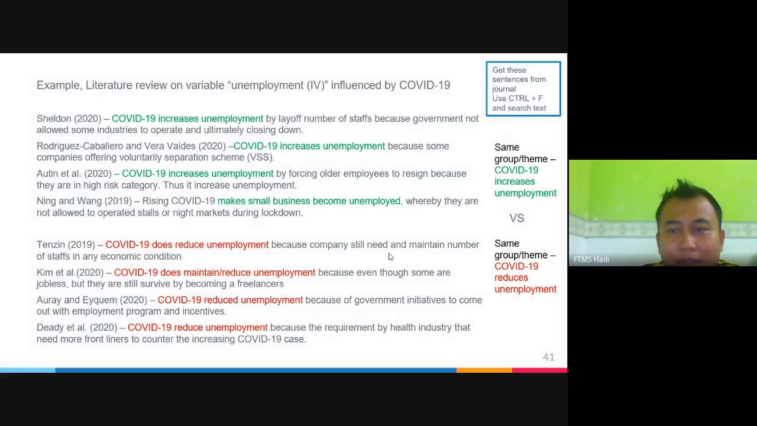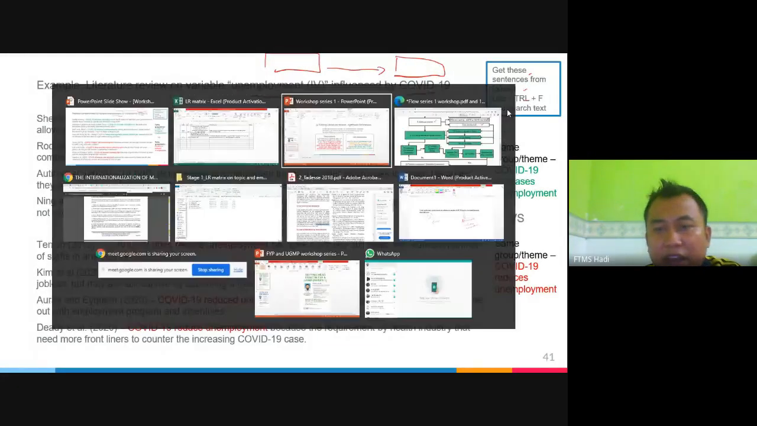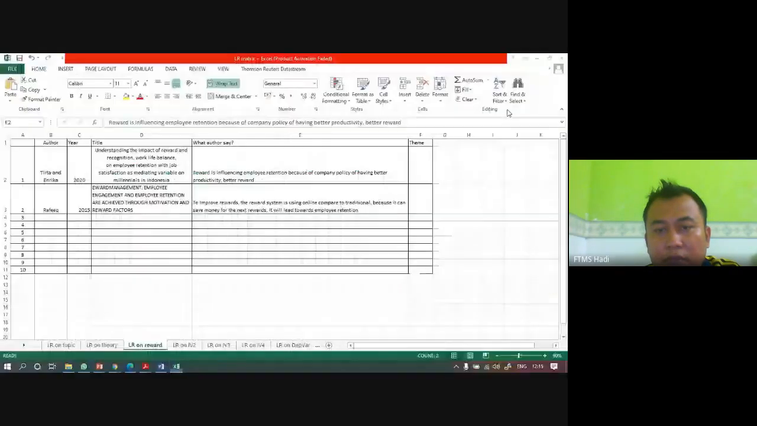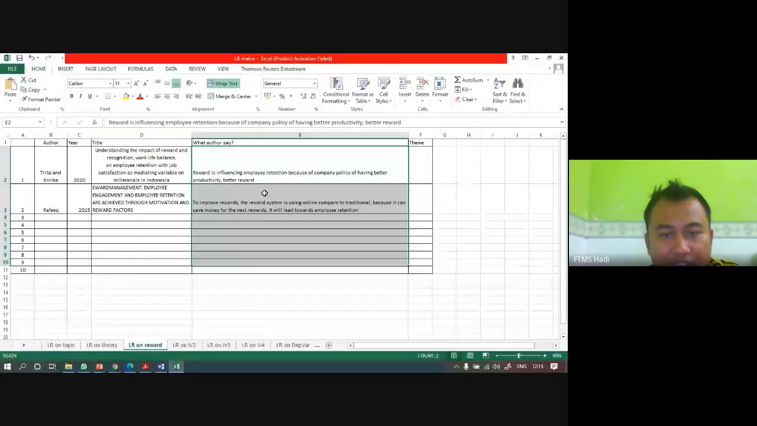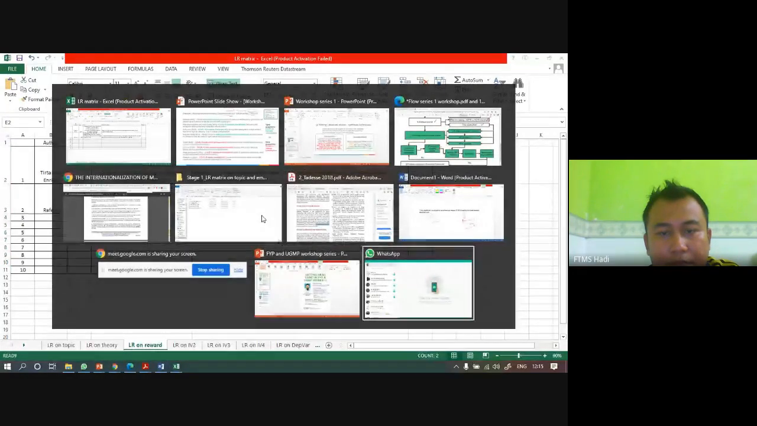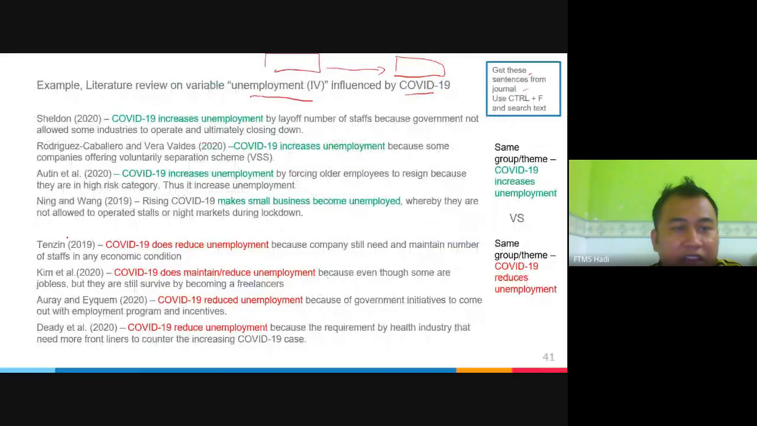Okay. Let's have a look at a literature review example from my paper. Recently I got published soon. Influence of IV, which is unemployment, towards COVID-19. That means the arrow is here. I got the sentences from the Excel one, and when I do the whole thing, this is what I get. I have 8 scholars: Sheldon, Otin, Rodriguez, Tenzin, Kim, Ore, and Deadly.